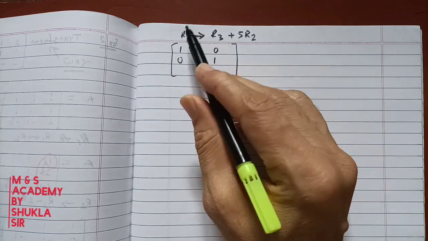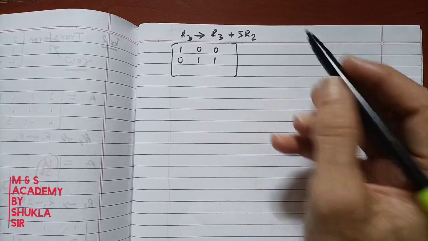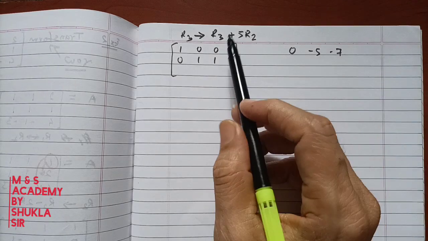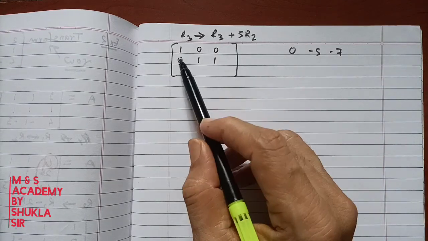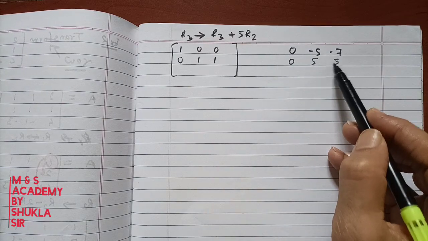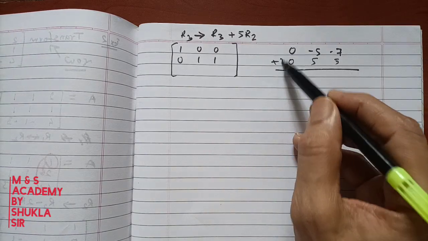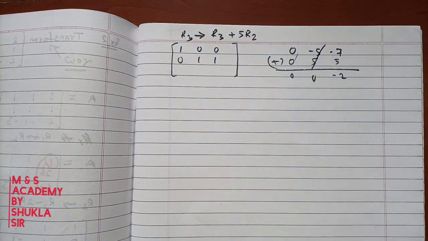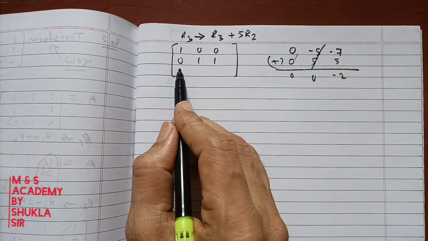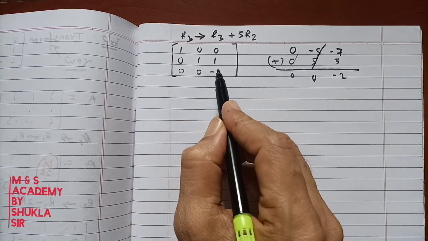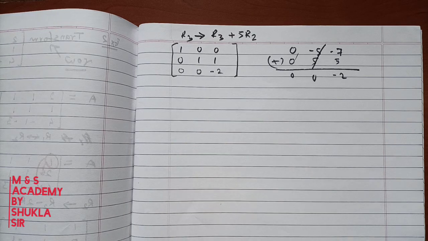So we'll write the element of R3. Element of R3 is 0, minus 5, minus 7, and we are multiplying R2 by 5. So this is 0, this is 5, this is also 5. Plus, so this is 0, 0, 0, plus minus 0, this is minus 2. So my element reduced to 0, 0 and minus 2.